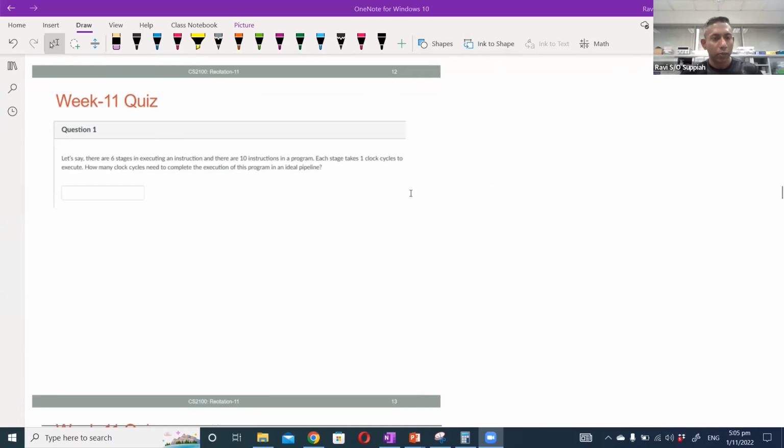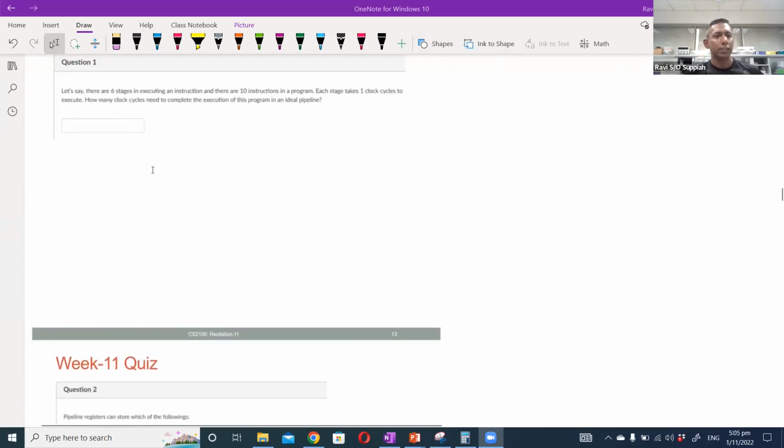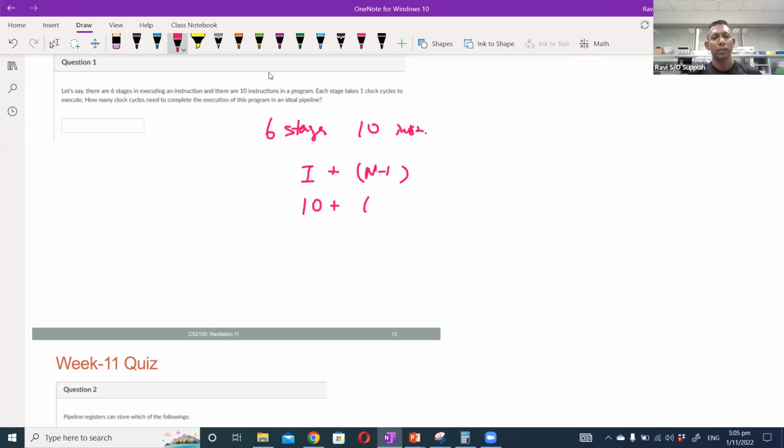Okay, so let's look at the question. The first question is: there are 6 stages in executing an instruction, and there are 10 instructions in a program. Each stage takes 1 clock cycle to execute. How many clock cycles would we need to complete this program? This is fairly straightforward. You have 6 stages and 10 instructions. So the formula is basically the number of instructions plus n minus 1, which will be 10 plus 6 minus 1, which will be 15.